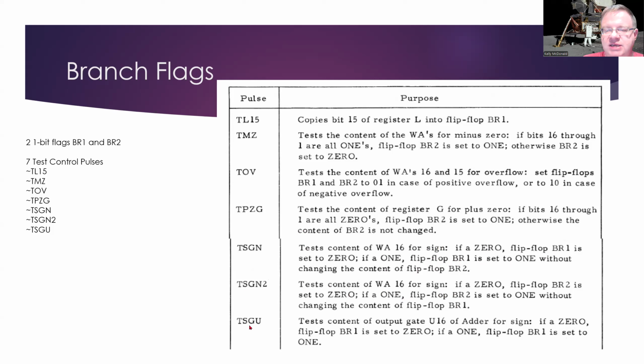And then we have TSGU, which tests the contents of gate U16. Basically, we're checking the contents of our adder to see if we have a positive or negative number, and based on that, we will set BR1 to 1. So it's a little bit different.